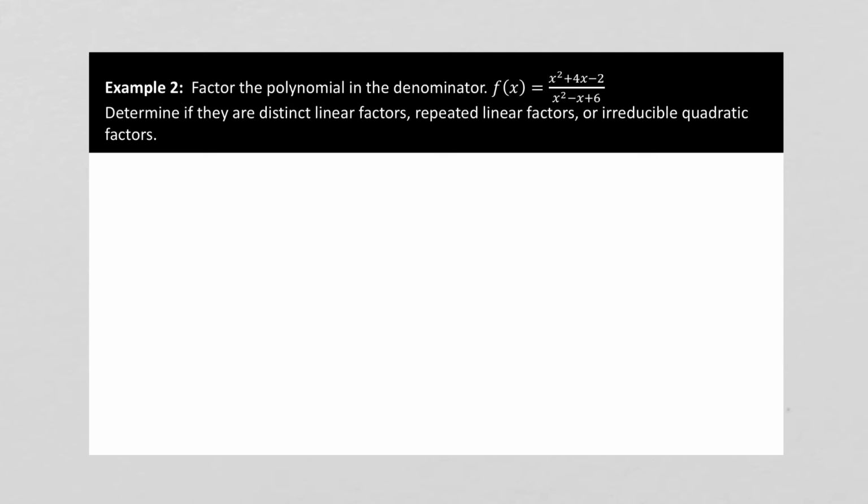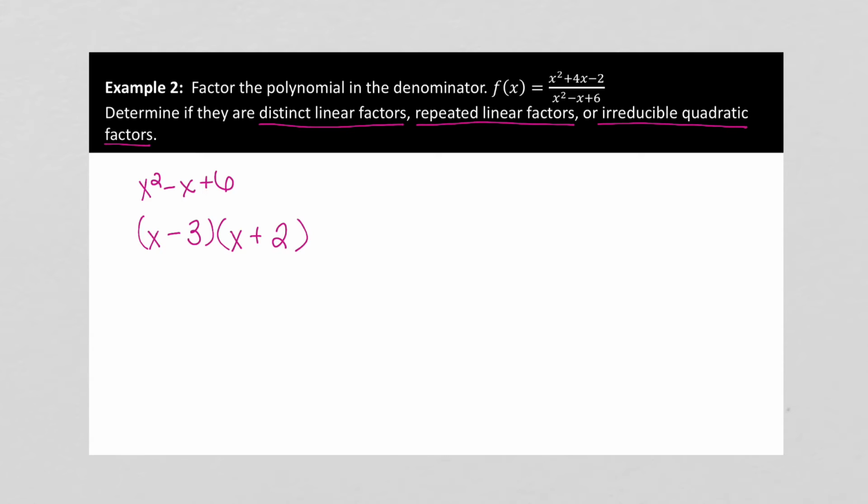So, factor the polynomial in this denominator, it says. So the denominator is x squared minus x plus 6. If we want to factor that, what multiplies to give us 6, that adds to give us negative 1? Let's see, 3 and 2, the 3 would have to be negative. And it says determine if they are distinct linear factors, repeated linear factors, or irreducible quadratic factors.